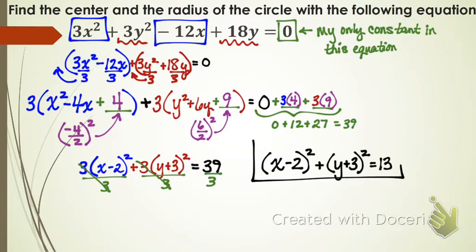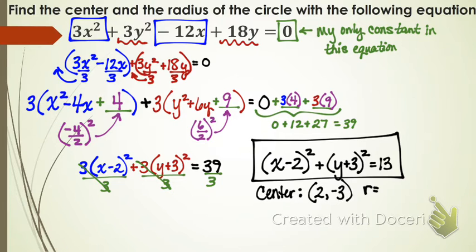Now that my equation is in standard form, I can answer the question. It said to find the center and the radius. Where would the center of this circle be located? 2, negative 3. And the radius? Square root of 13. Beautiful.